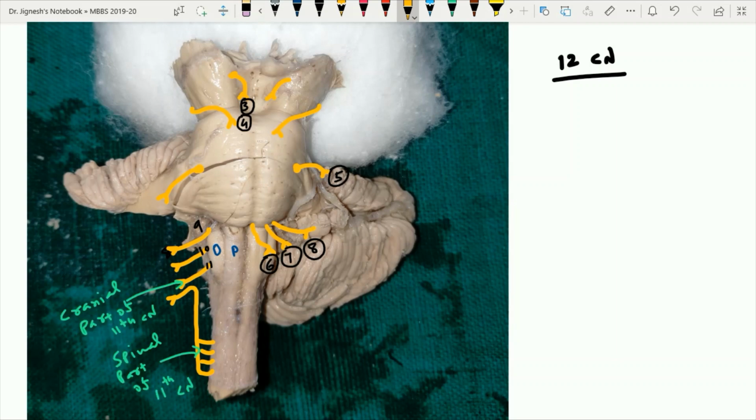And lastly, the 12th cranial nerve arises from the pre-olivary sulcus, between the olive and the pyramid, as 3 or 4 rootlets, and all these rootlets form one single nerve, the 12th cranial nerve, the hypoglossal nerve. So all these are the origins of the cranial nerves from the brainstem.